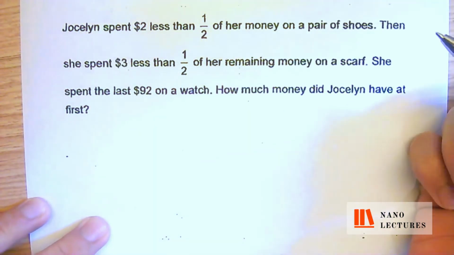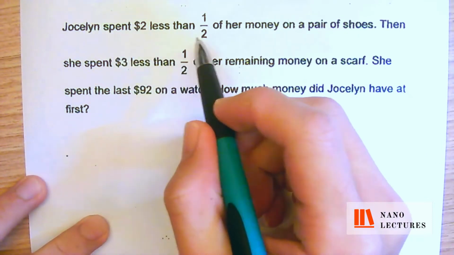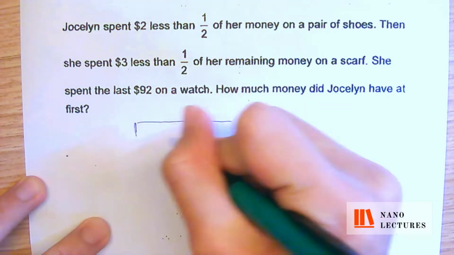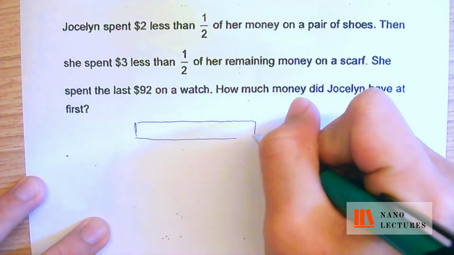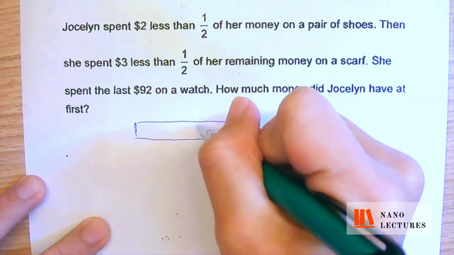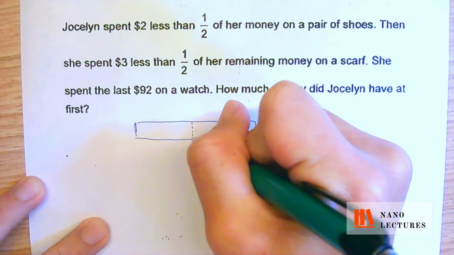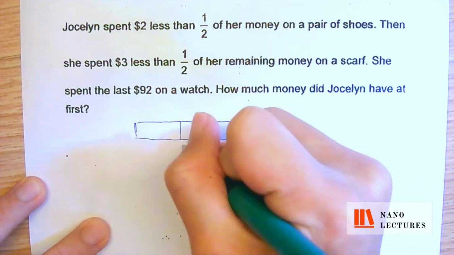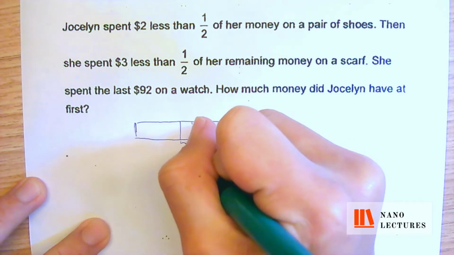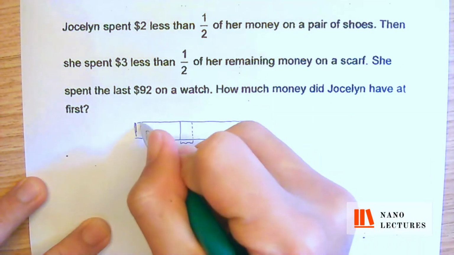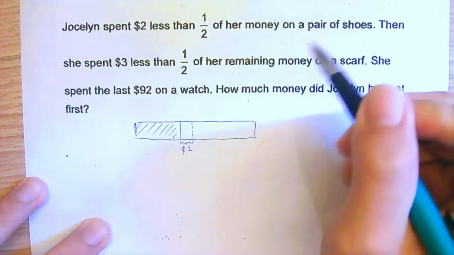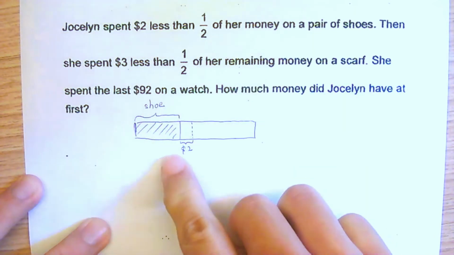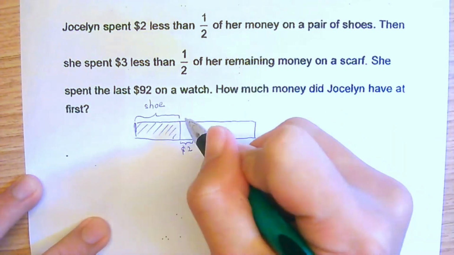Okay, so I'm just going to start drawing the model. Jocelyn spent $2 less than half of her money on a pair of shoes. So let me just draw a long bar. As per usual, the first model will always be a rough model. I'm going to denote this as half of her money first. She spent $2 less than half, so if I denote this as $2, that means she spent this much on a pair of shoes. This is actually how you're going to draw, which means that this is the remainder.